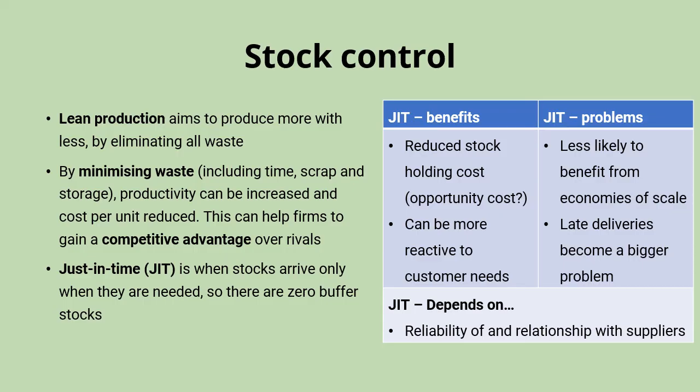So a really good final evaluative point on that could be that the effectiveness of just-in-time production really depends on the reliability of and your relationship with those suppliers. If you've got a really good relationship and they're really reliable, then it's very likely to be quite successful. But if not, then it's much more unlikely to work out so well.